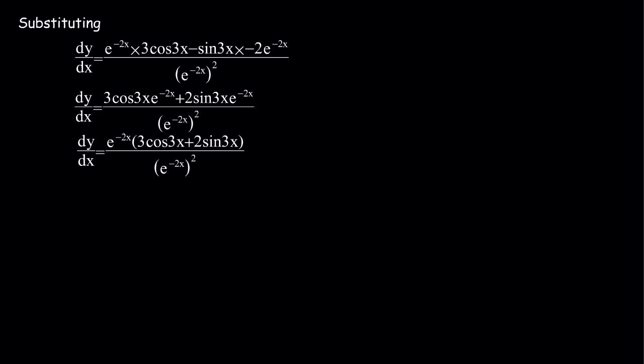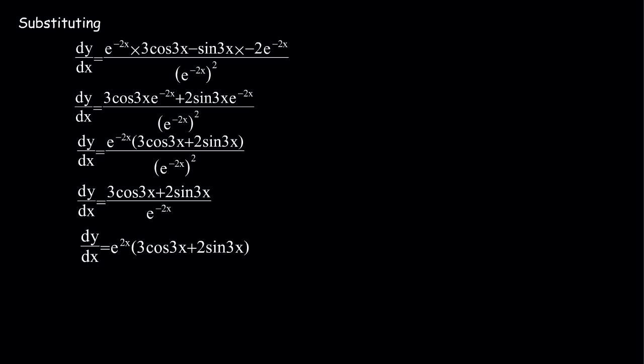It becomes dy over ds is equal to 3 cos 3s plus 2 sin 3s divided by e raised to the power of minus 2s. Now, from our law of indices, we can bring our denominator to our numerator, but we have to change the sign of the power. So doing so, dy over ds will be equal to e raised to the power of 2s in bracket 3 cos 3s plus 2 sin 3s.